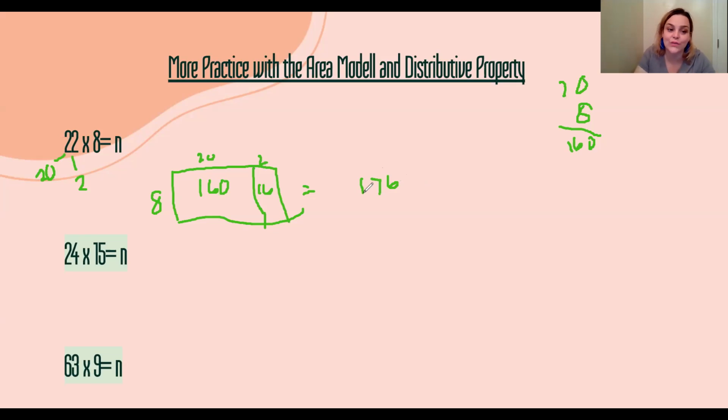Now you're going to try 24 times 15 equals n. Try to use your area model. And 63 times 9 equals n. And before I go, I wanted to show you something. I really want you to try to write the distributive property. So really what we did is essentially here, but we're just going to write it out in parentheses. We multiplied 20 times 8 plus 8 times 2 to get that answer.